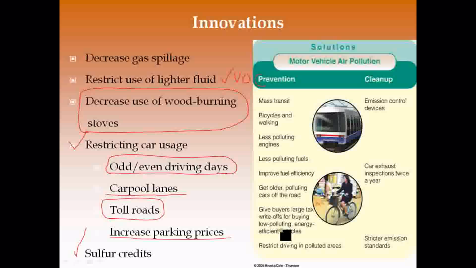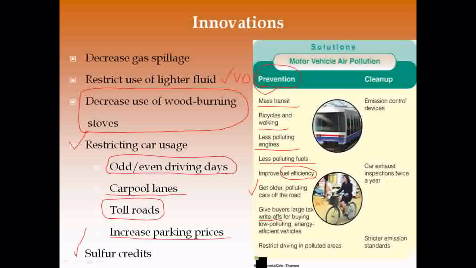I don't think I need to go over this motor vehicle solutions thing, but it should not surprise you. I think maybe we've talked about these before. Prevention is always better than cleanup, so we can prevent motor vehicle pollution by using mass transit, biking instead of walking, use less polluting engines or less polluting fuels like natural gas, improve your fuel efficiency. It's always a big one. Get better miles per gallon. Get older cars off the road because they don't have the latest innovations in their catalytic converters. And give buyers a big tax write-off to buy, let's say, for instance, an electric car or something like that.